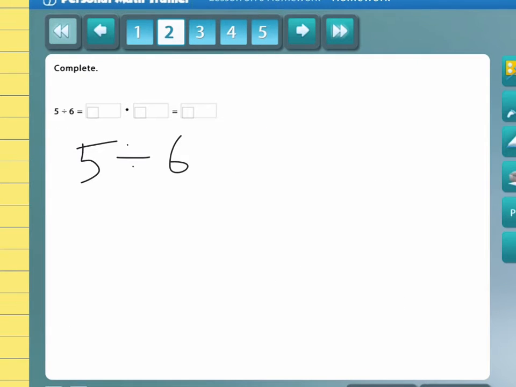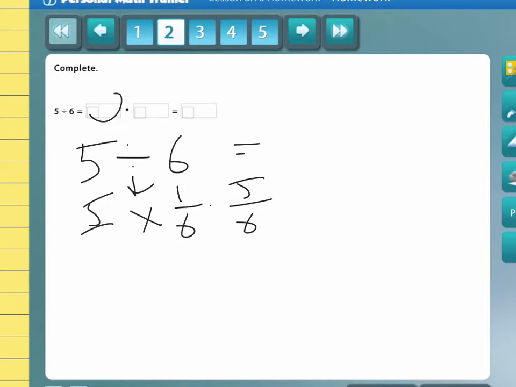So I'm going to solve this problem 2 ways. It's 5 divided by 6, and that's going to be the same as, actually the easiest way to do that, they want us to do, say, 5 times. So you keep the dividend, you change the sign, and you flip the divisor. So it's going to be 5/6 is the answer. But I like to say, writing 5 divided by 6 is the same as saying 5 divided by 6 as a fraction. So it's 5/6.